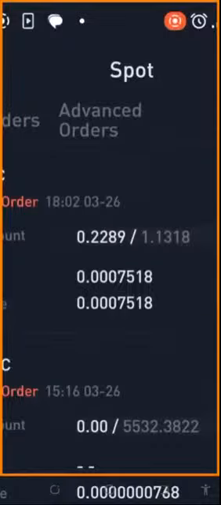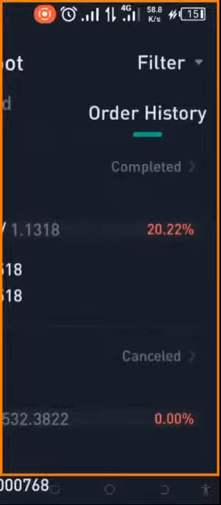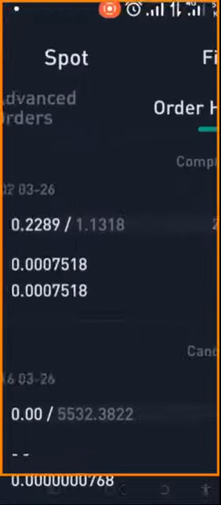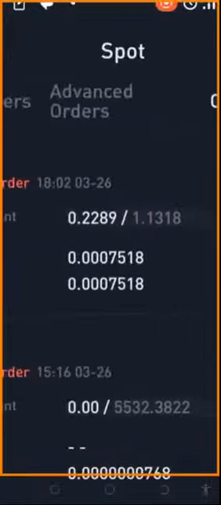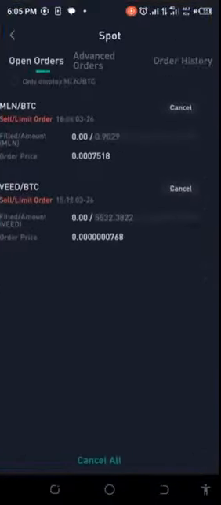Okay, so here it is again. That is exactly what happened. We had 0.2289 that we got out of this particular amount. So that's why what we were left with was 0.9. Okay, let's go back. Let's see the open orders.